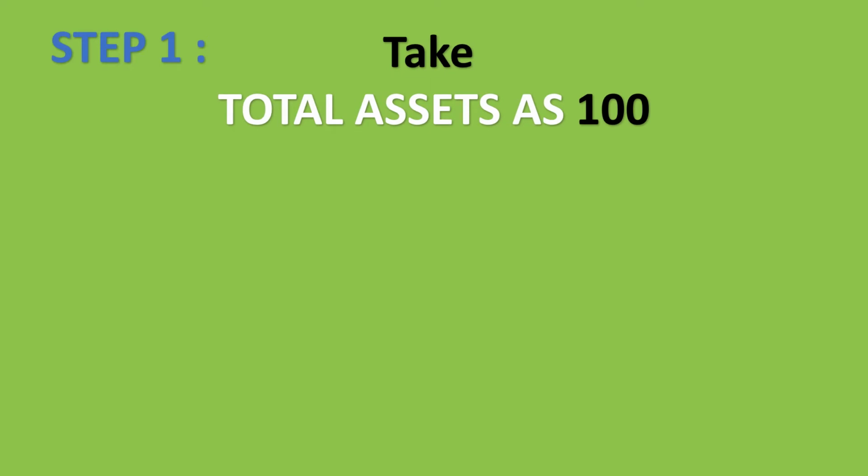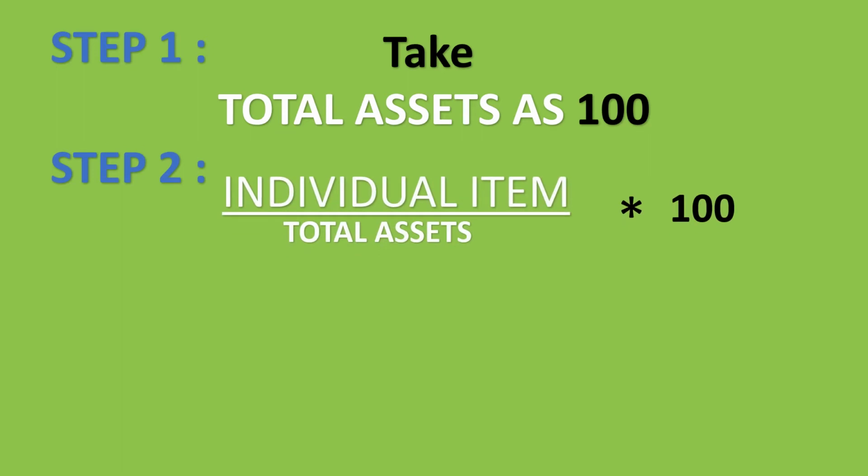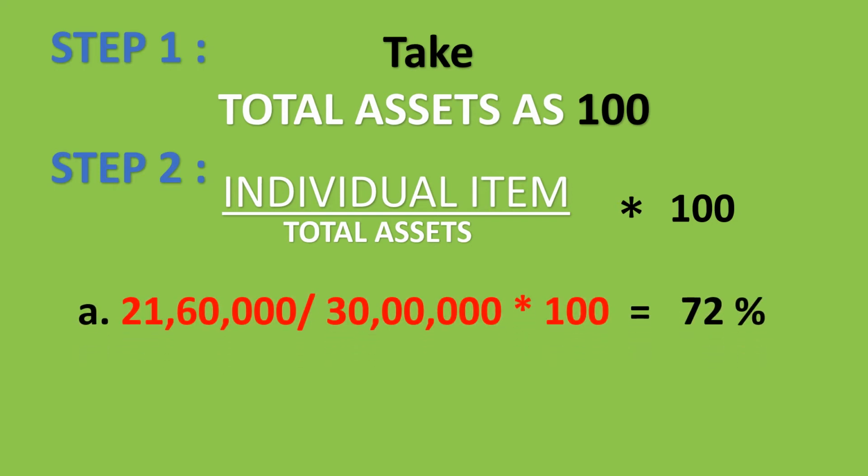As we know, the first step is you have to take the total assets as 100. In the equity and liabilities, we have taken the equity and liabilities as 100. In the assets part, you are going to take the total assets as 100. Step 2 is the same formula: individual item divided by total assets into 100. So what is the total asset? In the year 2018, if you see the question, the tangible assets is 21 lakh 60,000 and the total assets is 30 lakhs. So 21 lakh 60,000 divided by 30 lakhs into 100, you will get 72 percentage.